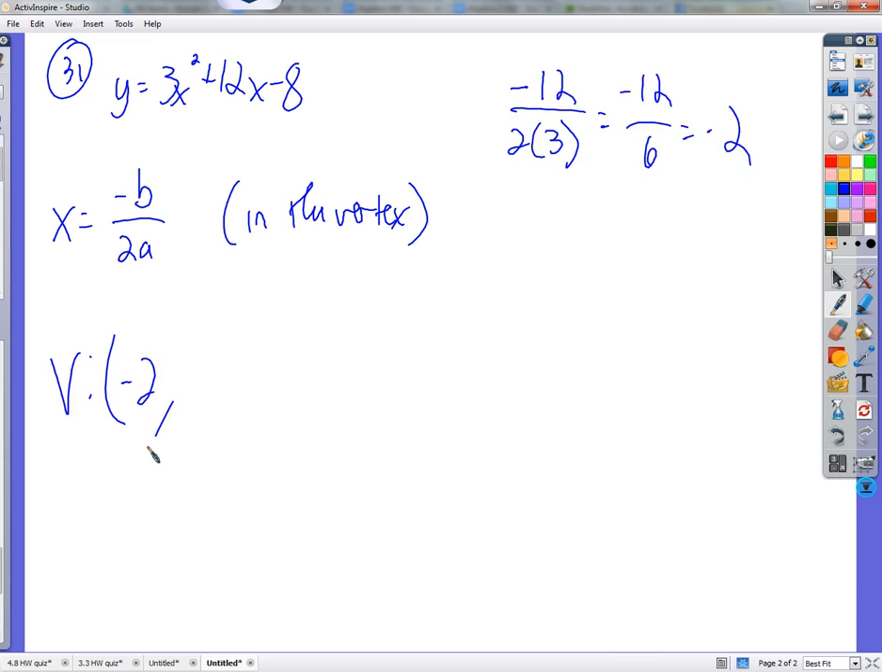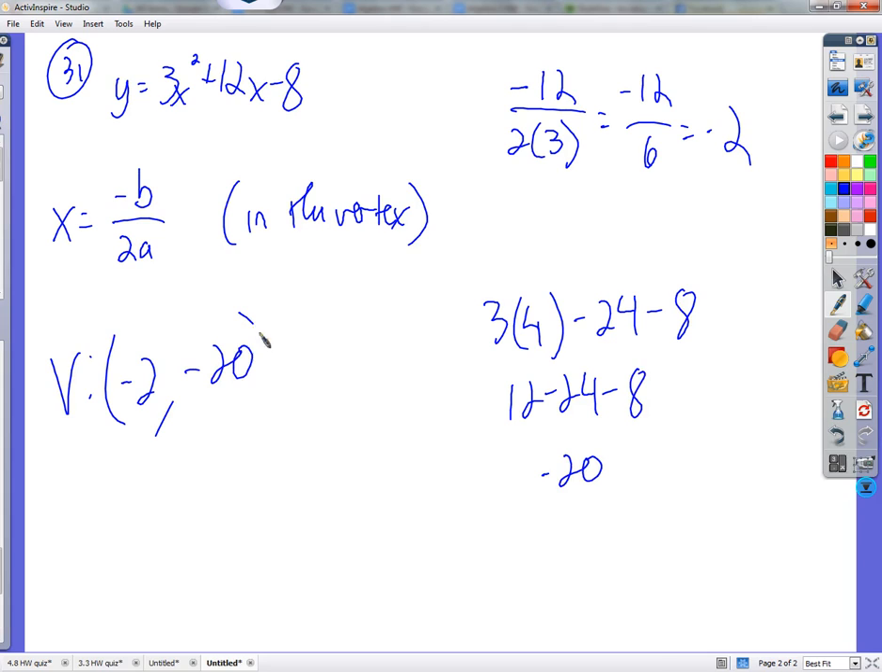How do we find the y value? Put it in for x. If you want to know the y value, that's what functions do. They turn x's into y's. Okay, so 3 times 4 there, minus 24, minus 8. 12 minus 24 minus 8. That's negative 12 minus 8 is negative 20. Okay, so there's your vertex.